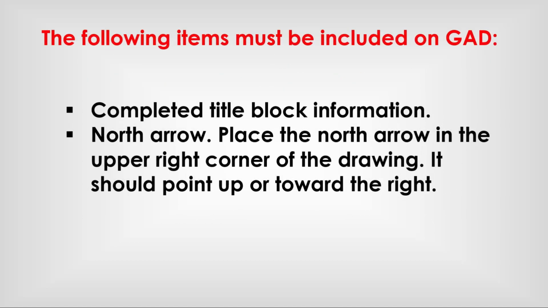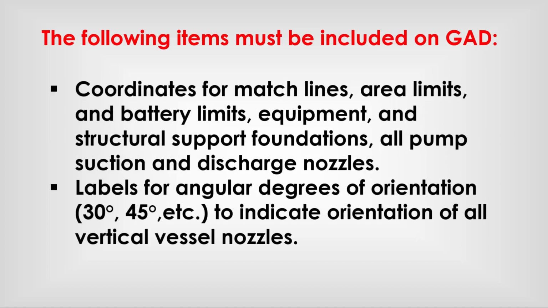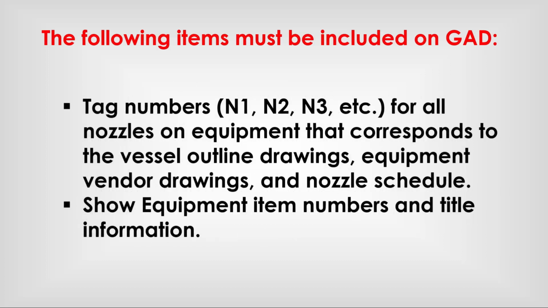The following items must be included on a GAD. Completed title block information and north arrow. Place the north arrow in the upper right corner of the drawing. It should point up or toward the right. Coordinates for match lines, area limits and battery limits, equipment and structural support foundations, all pump suctions and discharge nozzles. Labels for angular degrees of orientation to indicate orientation of all vertical vessel nozzles. Tag numbers for all nozzles on equipment that correspond to the vessel outline drawings, equipment vendor drawings, and nozzle schedule.